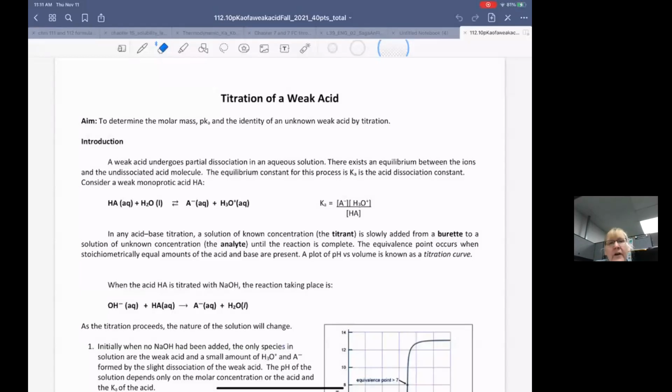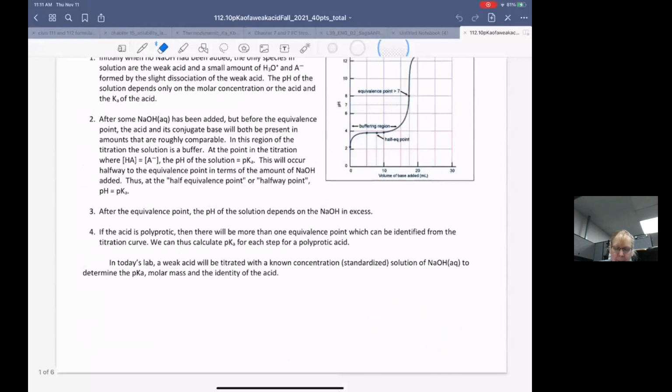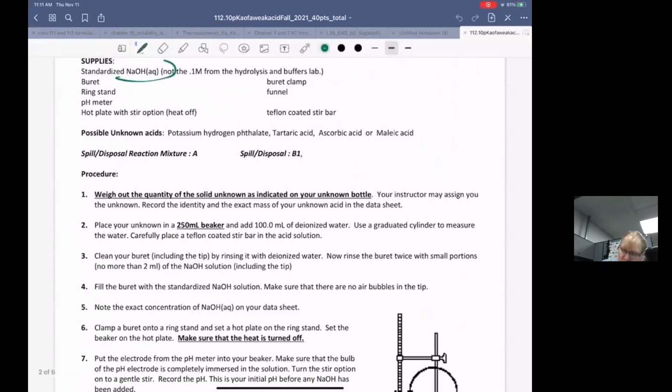All right, quick discussion on the titration of a weak acid formal lab. So if you've got lab in person or on campus, you're going to go in and collect your data. When we do this, we are going to add our standardized sodium hydroxide. The concentration of that was on the bottle.